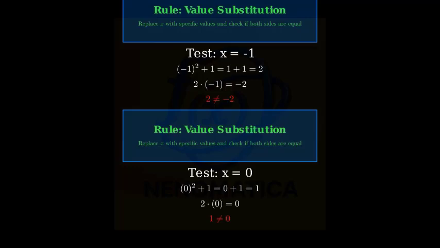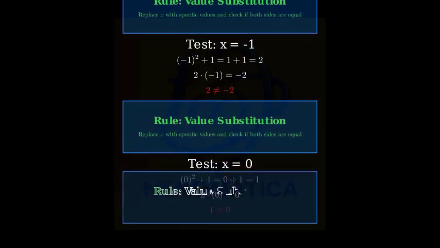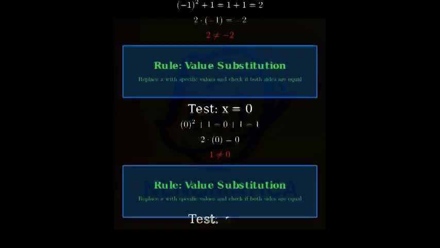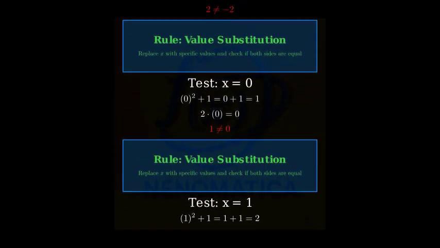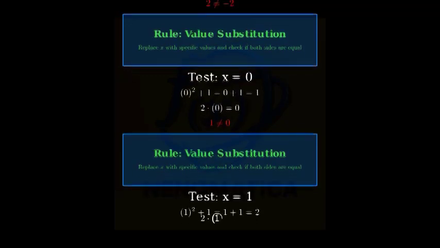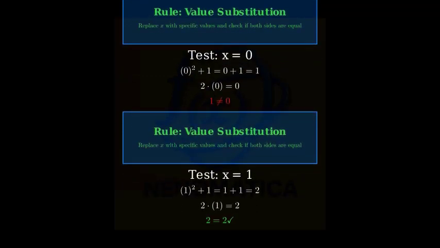Let's check for x equals 1. If x equals 1, then the left side becomes 1 squared plus 1, which is 1 plus 1, which equals 2. The right side becomes 2 times 1, which is 2. In this case, both sides equal 2, so the equation is satisfied for x equals 1. Since the equation is not satisfied for multiple values we tested, it's not an identity. It's only true for specific values of x.